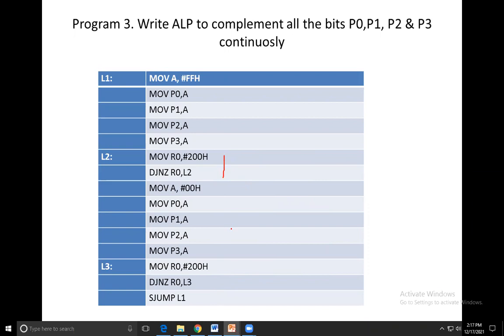So this line and this line are used for the delay purpose. Then you have to see this one transfers the data from the accumulator to the port. And here also you transfer the data from the accumulator to the port. So these four lines are the same. The difference is that this line is for FFH, and here you transfer 00H. So that is the only difference.